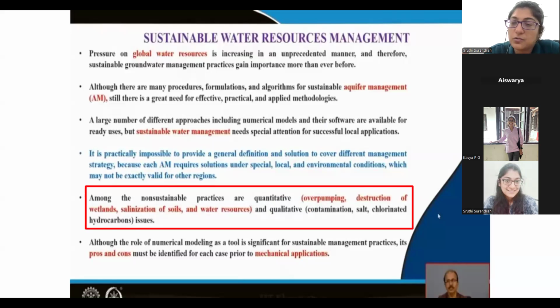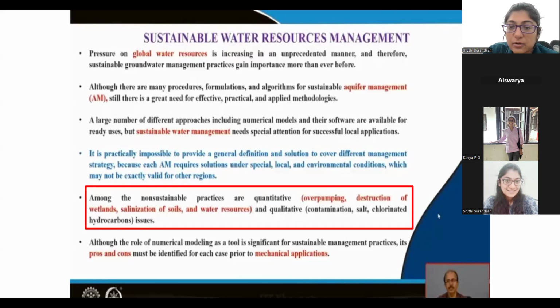Then salinization of soils is again going to make groundwater very unfit for use. So hence that part of the quantity of groundwater that can be used is going to go down. Now, some non-sustainable practices that can result in degrading the quality of groundwater is again contamination through salts, chlorinated hydrocarbons. Again, salinization of soils is also one technique which will result in the degraded quality of groundwater.